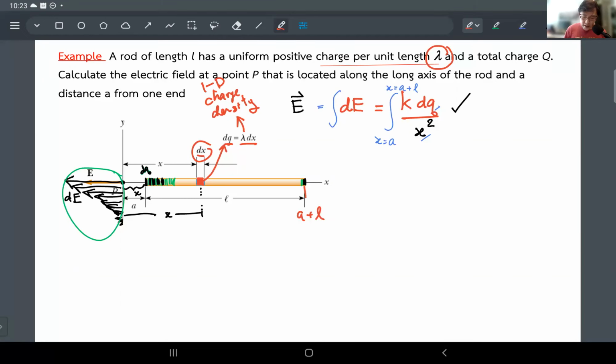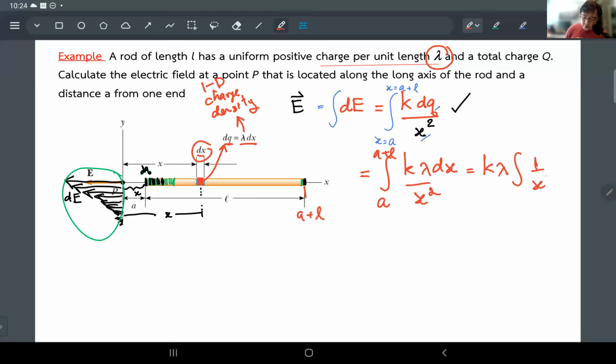So what you have over here is now I can turn the dq into something of dx. So how will our equation look now? It's going to look like lambda dx over x squared, and now you can write a to a plus l because everything is under x. So you don't even have to put x equal to something to signify that our variable is x right now, because everything is in the x forms. Very nice. Whatever is constant, I can pull out. k is constant, lambda is constant.